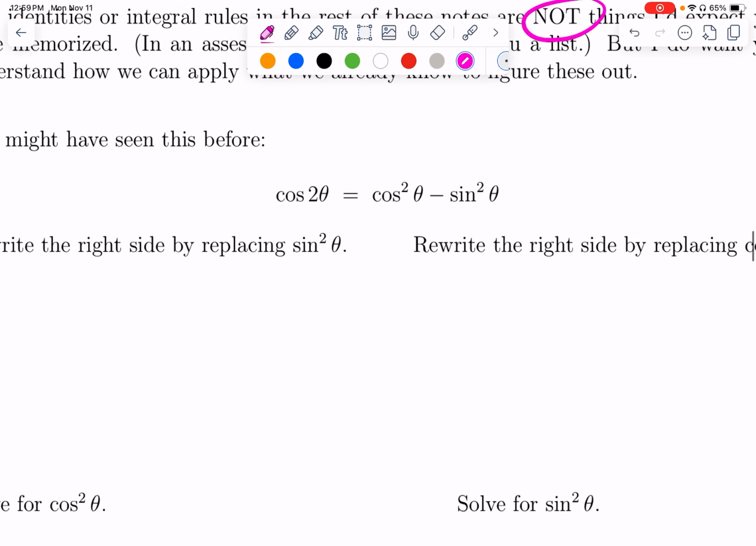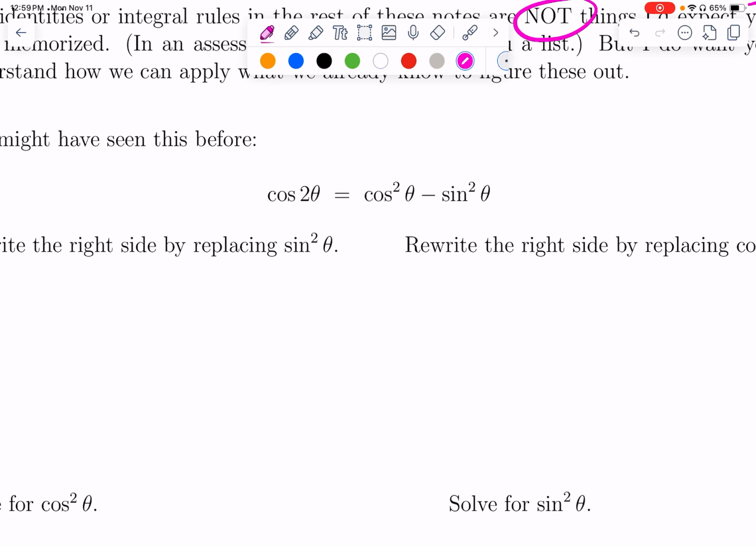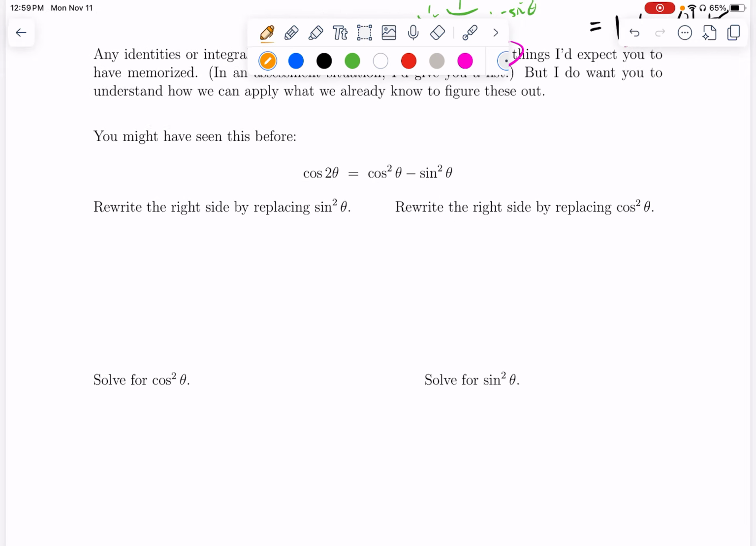So here's an identity you may or may not have seen before. If I double an angle and want to know its cosine, it's cosine squared of the original angle minus sine squared of the original angle. So this is just an identity. In a perfect world, you know this, but I'm just handing it to you. But here's what I want you to do.